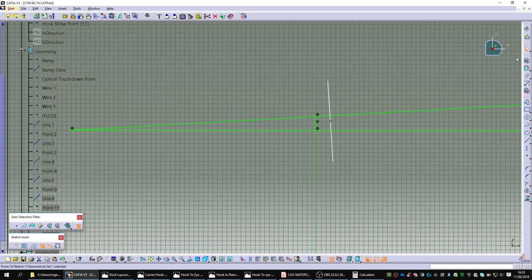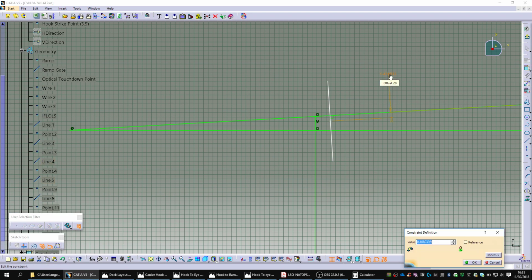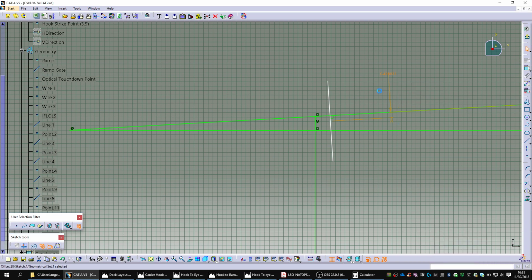There's the midpoint. I'm going to constrain that midpoint to the line. Whoops. No. Misclick. All right, let's do that again. Bring that point to the line, make them coincident. Well, now we've got a problem. I don't know the length of this. I really don't know in real life what that should be. But I've got a clue.